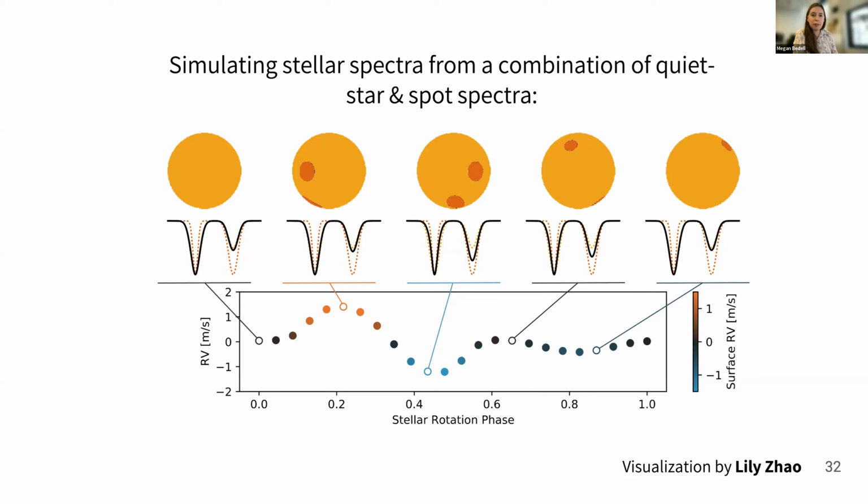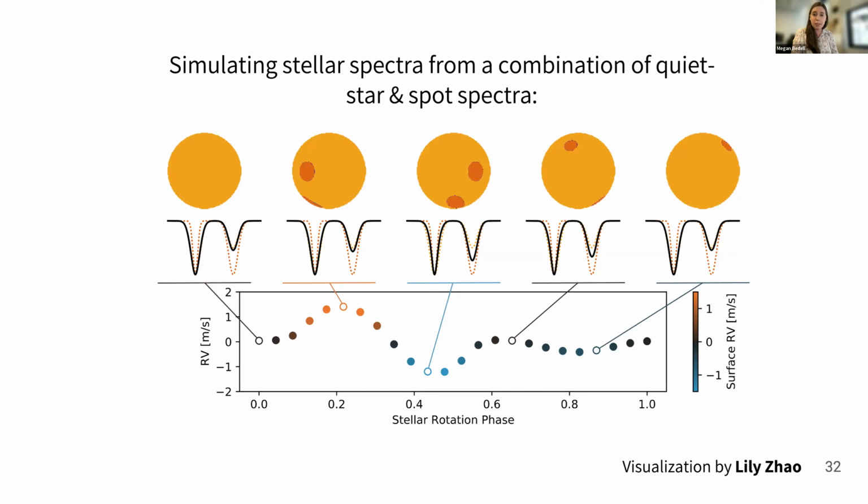First, we generate some fake data. So using Starry, we forward model a set of spectra where we've assigned a different spectrum within the spot versus within the quiet star. And we can see that if we try to straight up measure the radial velocity from these spectra at different times, it's changing in somewhat complicated ways as a function of the rotation phase.